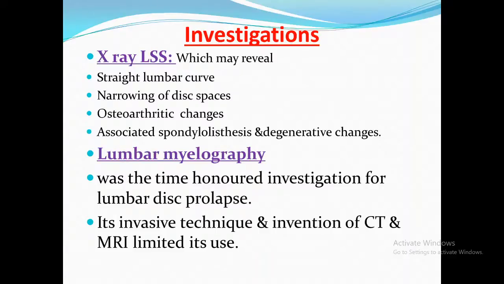The investigations. We have different ways which can be used to diagnose a patient with lumbar disc prolapse. Number 1, plain X-ray lumbosacral spine may give us some data like lumbar curve condition, narrowing of the disc space, and spondylolisthesis. Number 2, lumbar myelography. Now it is no longer used in the era of CT and MRI lumbosacral spine because of its invasive maneuver due to dye injection.